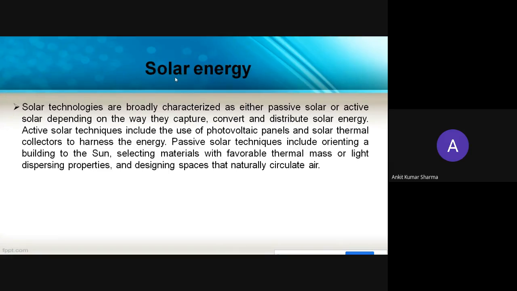The minimum electricity is required for lighting the whole building. So we use the natural light that comes from the sun to light the complete building. It's a type of passive solar technique, and it's a really good technique nowadays. We should all use such techniques to save energy.